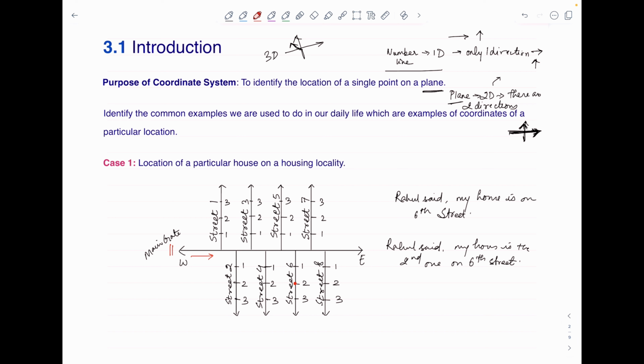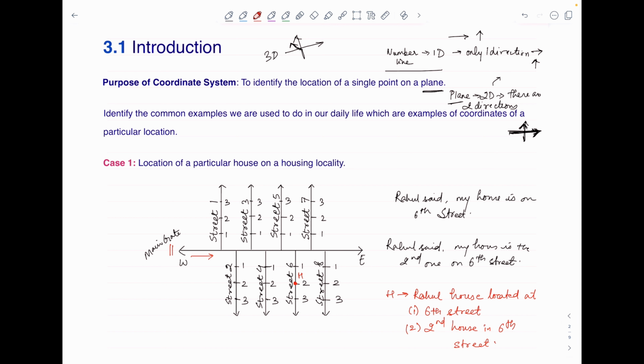This point H is Rahul's house. Rahul's house is located where? First information is 6th Street. First you should reach 6th Street. Second, you should reach the second house in 6th Street.